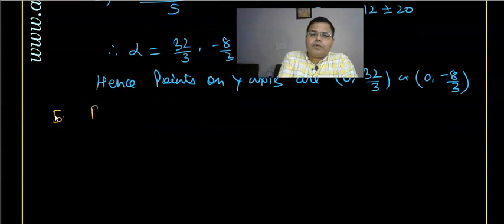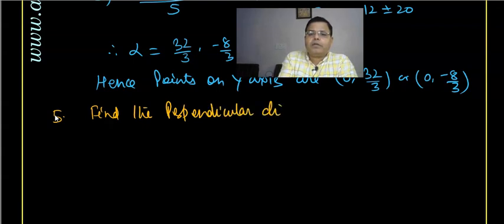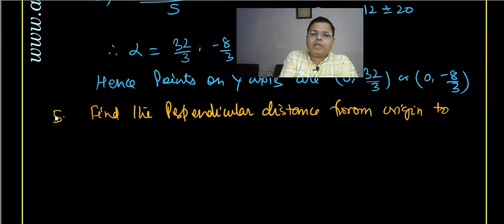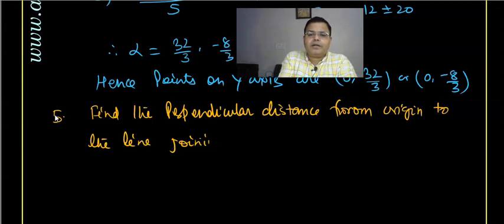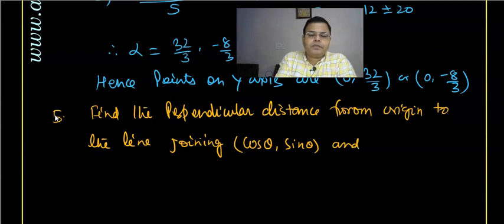Now the next question: find the perpendicular distance from the origin to the line joining (cos theta, sine theta) and (cos phi, sine phi), right?